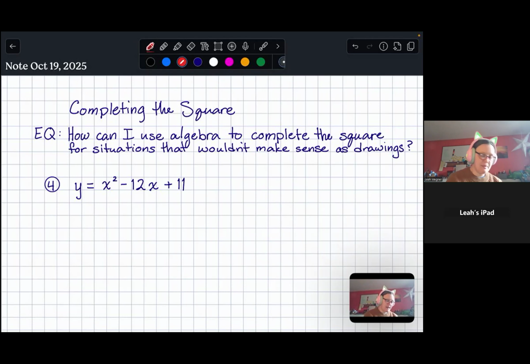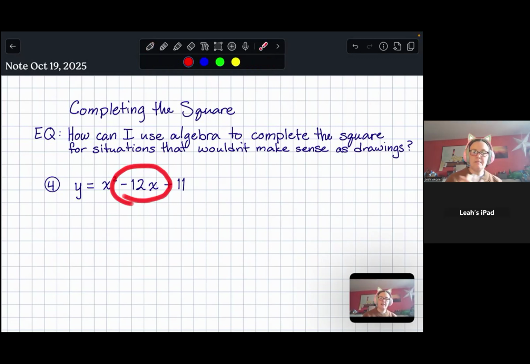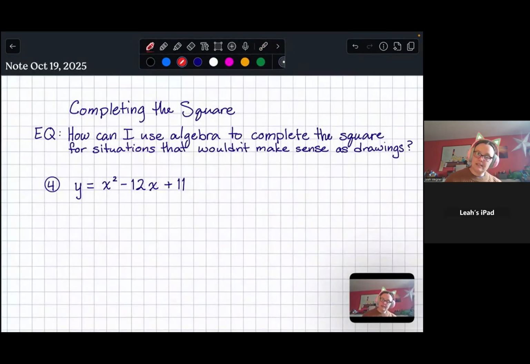So I have pulled question 4 from your worksheet from Friday. And this one really showcases why this algebraic process is important, because this middle term here, this minus 12x, would be really hard to draw as a picture that made actual sense, because we'd be taking away those x rectangles from our drawing rather than being able to add them on. So we're going to follow the same process to complete the square. It's going to happen relatively easily, the same.